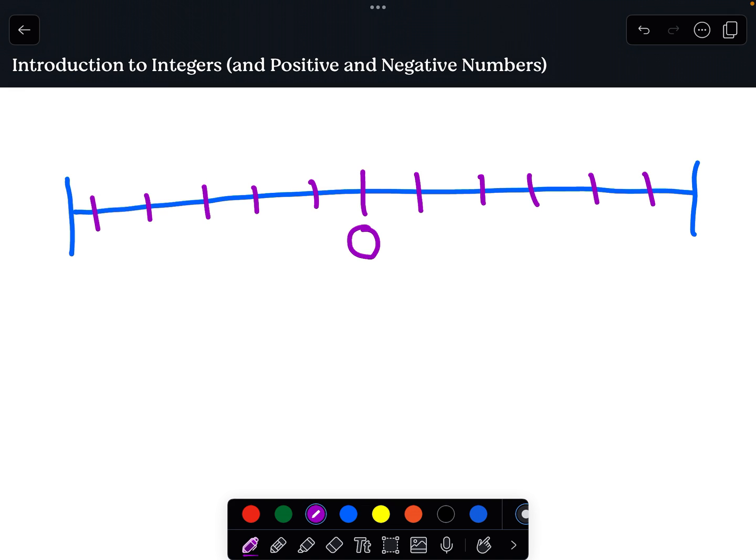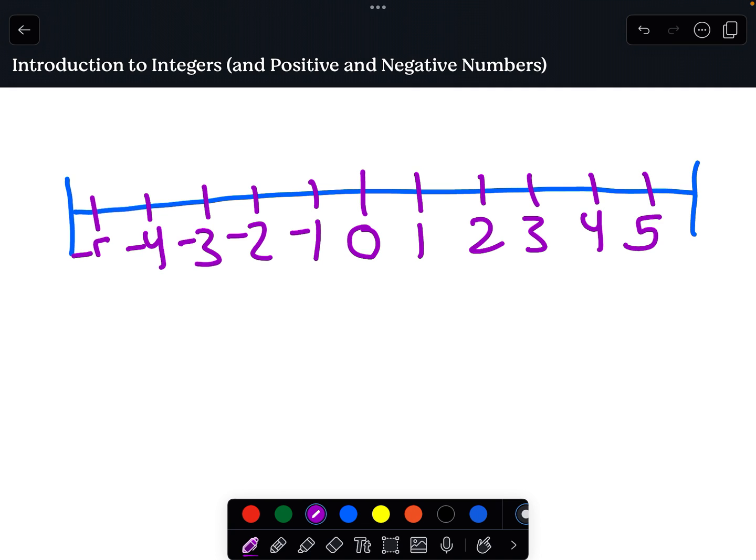Okay, so let me write in some numbers here. So here is a number line, and as I am writing these integers on the number line, you will see that I have written negative numbers. And for those who are new to this concept of negative numbers, don't worry. They're actually really fun to work with. So sometimes students say, well, why do we need to know about negative numbers? Like, how is a negative number a number?